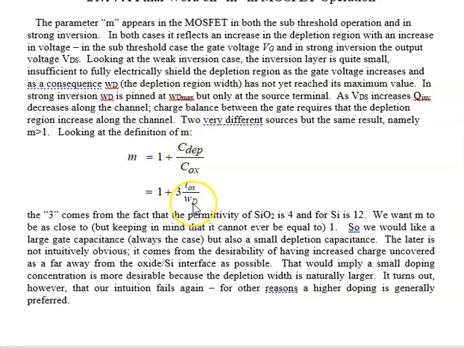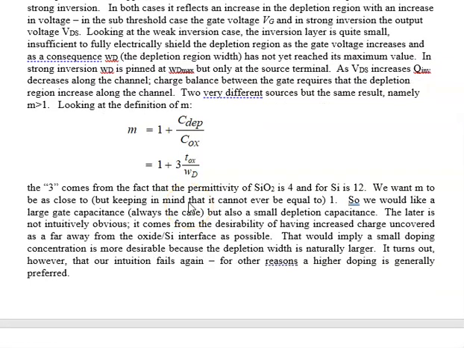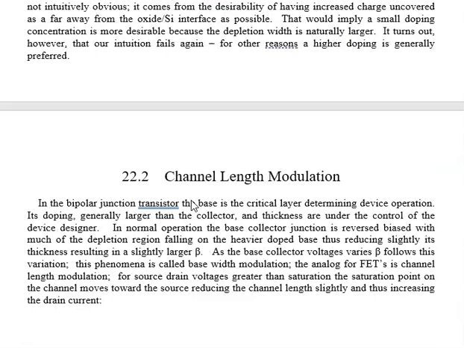Here, WD large means that the doping must be small, and for other reasons that are much more compelling, we can't do that. Okay, so that wraps it up for weak inversion, and we can now move on to Chapter 22. In Chapter 22, there are 4 main topics.